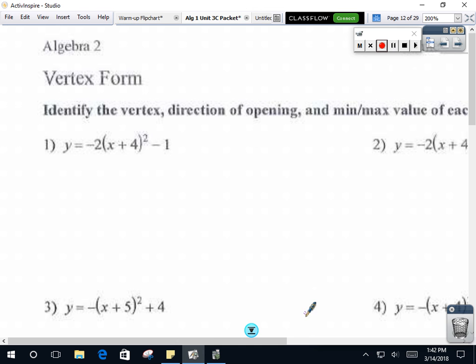Okay, the directions for this page say identify the vertex, direction of opening, and the minimum or maximum value of each. Isn't this the equation of a parabola in vertex form? We know it's a parabola because the highest exponent is 2. Okay? And we see that it's in vertex form because we already learned what vertex form is. It's y equals a times x minus h squared plus k.